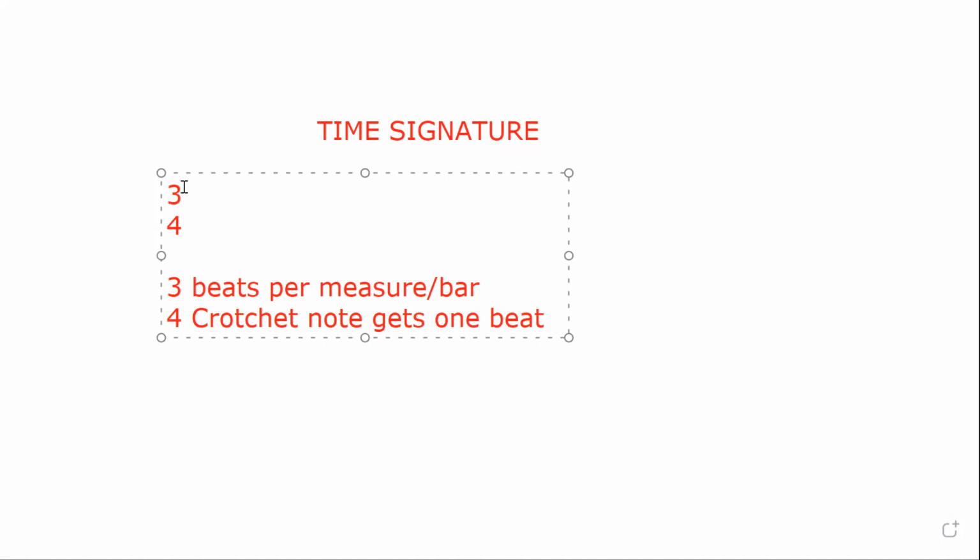And the last example for our level of music theory is 2/4. Okay, the 2 on top tells us that there are 2 beats per measure or per bar, and the bottom 4 tells us the crotchet note gets one beat. Okay, now let's go into looking at the examples of these time signatures.